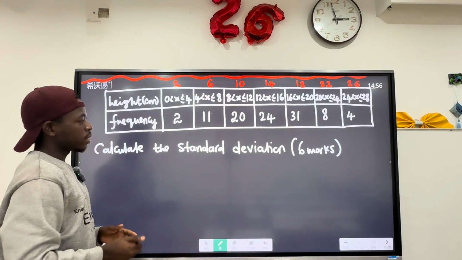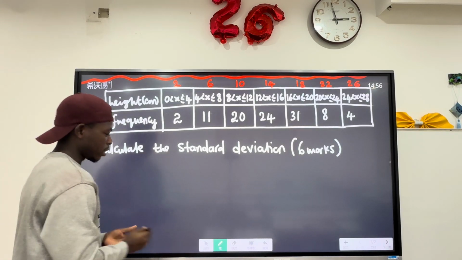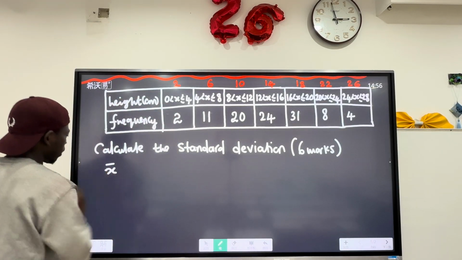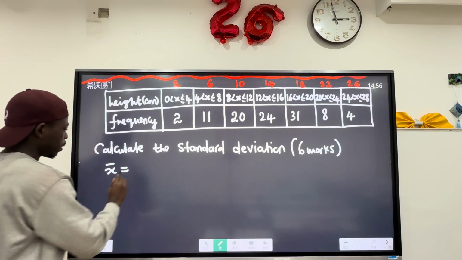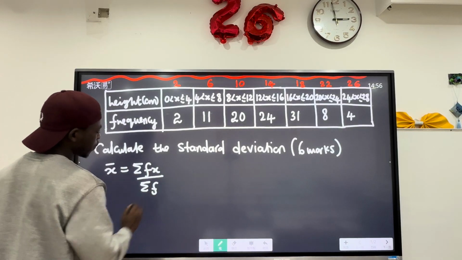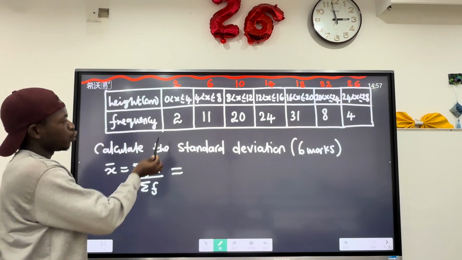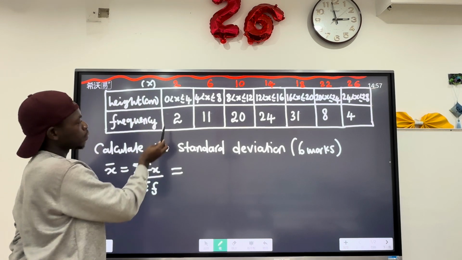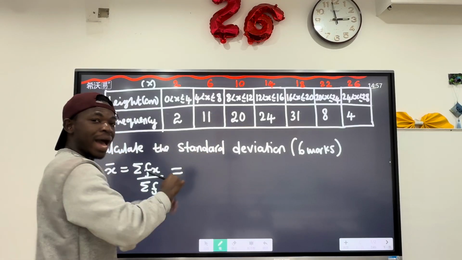Now that we have our midpoints, the next thing we need to do is find the mean. Remember the symbol for the mean? We use x bar for the mean. How do we find the mean? Very easy. The mean is equal to the summation of fx over the summation of f. So you multiply the frequency and x, where the midpoint is x. This times that one, this times that one, then you add everything.